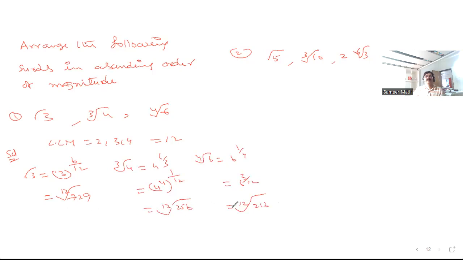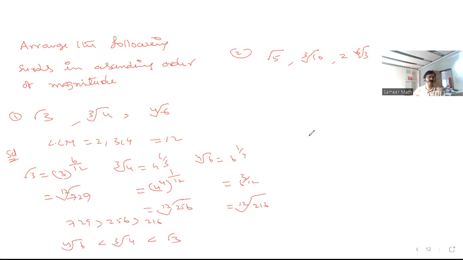Right. Now the order is the same, so you can compare 729, 256, and 216. Small to big, ascending order. What are you supposed to write? The fourth root of 6 is less than the cube root of 4, which is less than root 3. In this way we did it.